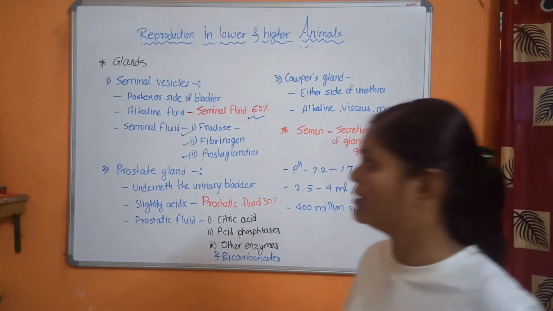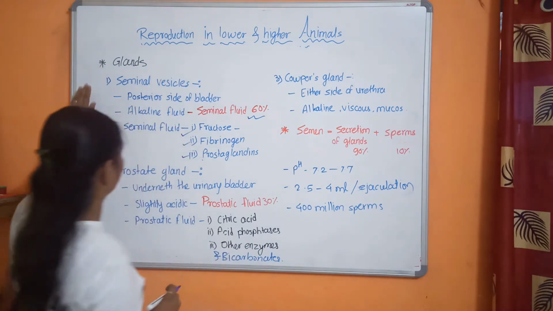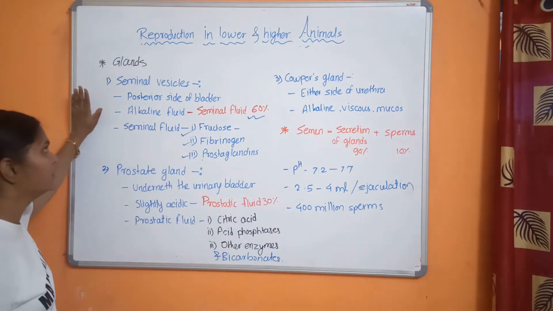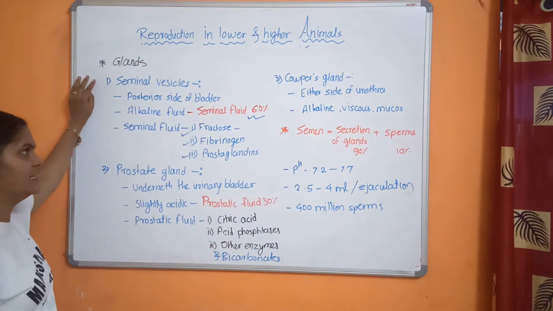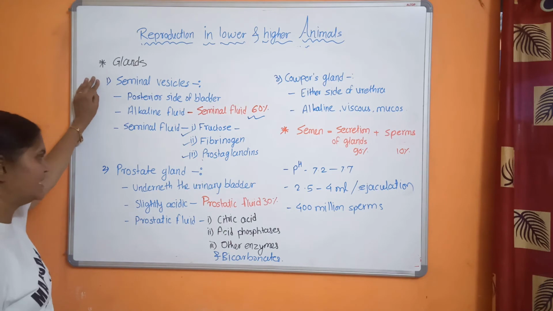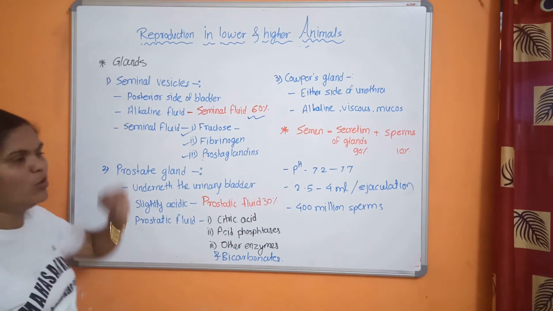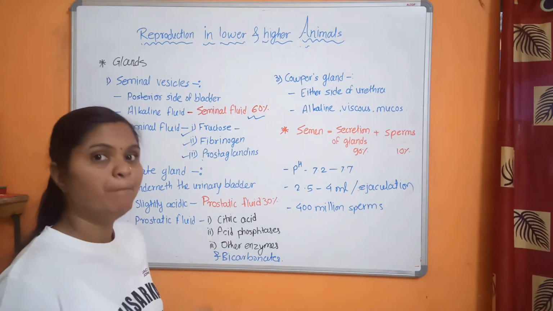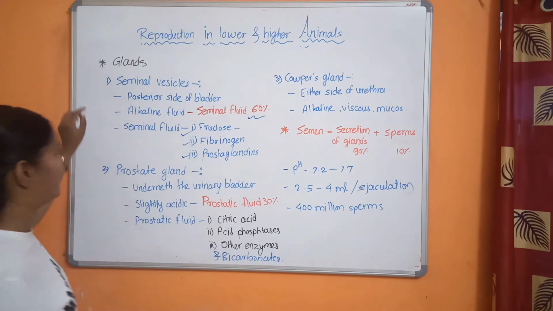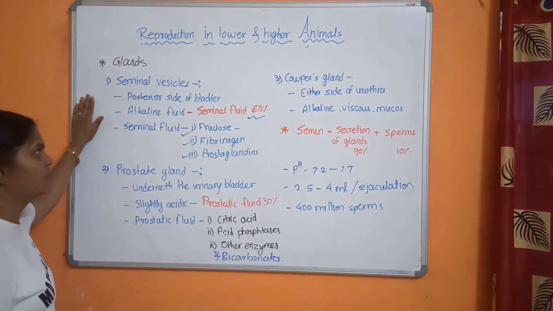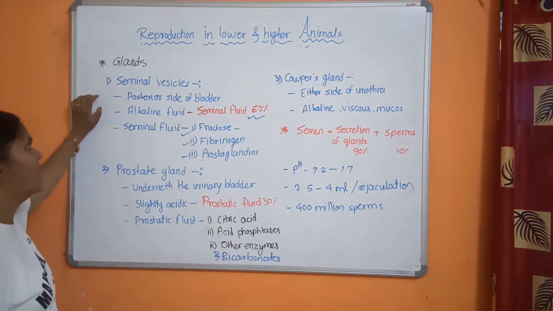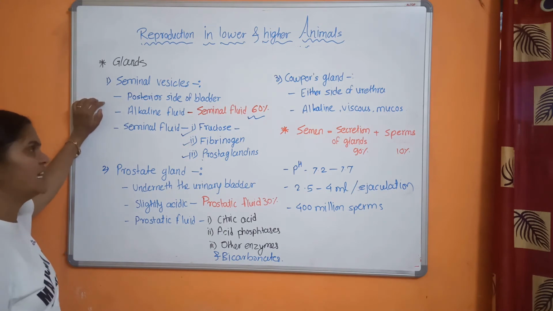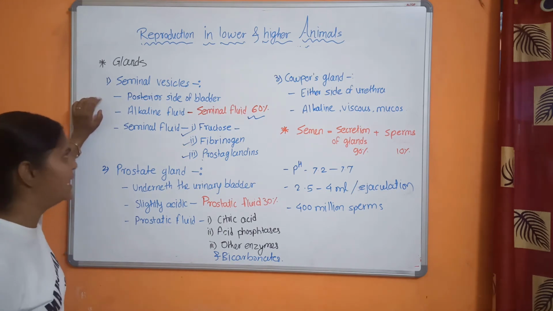Now we will discuss the glands, which are also essential for reproduction. They secrete chemicals which are also essential. Seminal vesicles, prostate gland and Cowper's gland are the major glands. The seminal vesicle is a paired gland present on the posterior side of the urinary bladder.